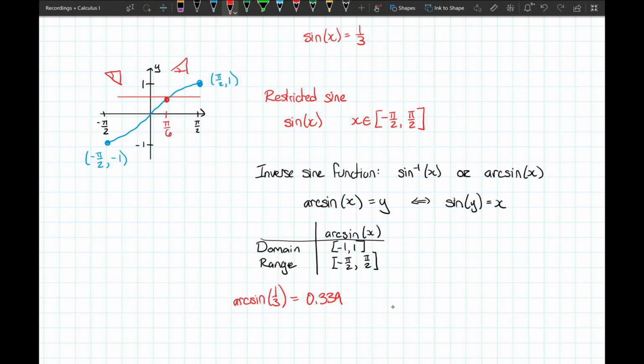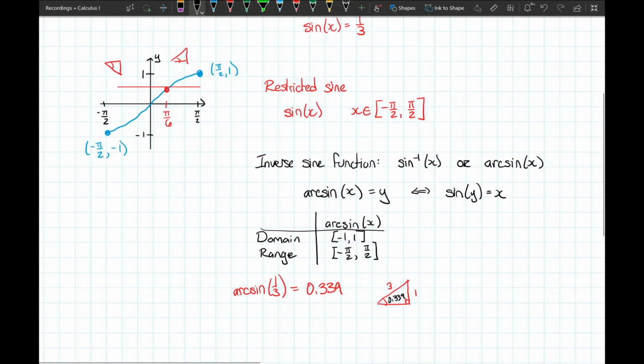And in terms of maybe drawing a triangle, you can take a look. We'd have a triangle in quadrant 1 where the opposite side would be 1 and the hypotenuse would be 3, and the angle in the middle would be 0.339.